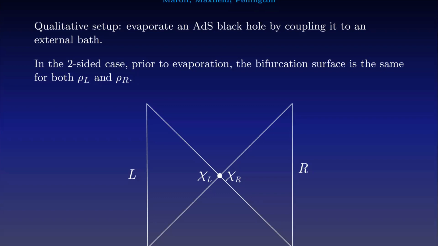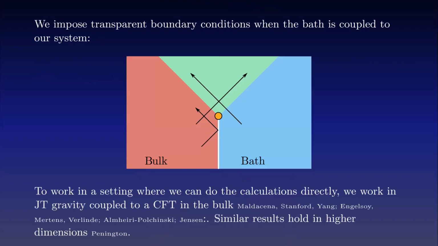Now, in order to force this black hole to evaporate, we are going to take an auxiliary system, a bath, a reservoir, whatever you'd like to call it, and we're going to couple it to the bulk, with transparent boundary conditions to allow for exchange between the two, which allows the black hole to evaporate into the bath. We worked in a setting where we can do the calculations directly, which is the particular case of JT gravity coupled to a bulk CFT. So here we have a CFT living in this two-dimensional ADS2 bulk. But Jeff Pennington showed similar results in higher dimensions if you assume spherical symmetry.